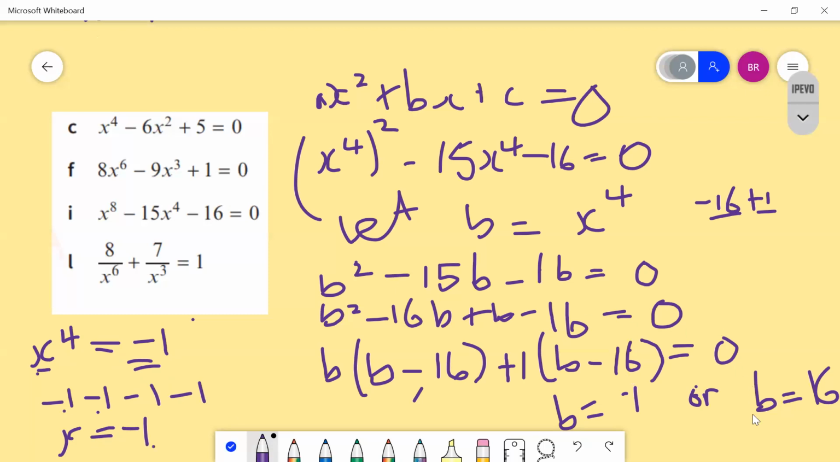Then if x to the power of 4 is equal to 16, we want to find the value of x. x is equal to, we can put this to the power of 4. This is the same as saying 2 to the power of 4. 16 is the same as saying 2 times 2, 4, 4 times 2, 8, 8 times 2, 16. Therefore, x is equal to 2. So these are the 2 values of my x here. Either x is minus 1 or x is 2.